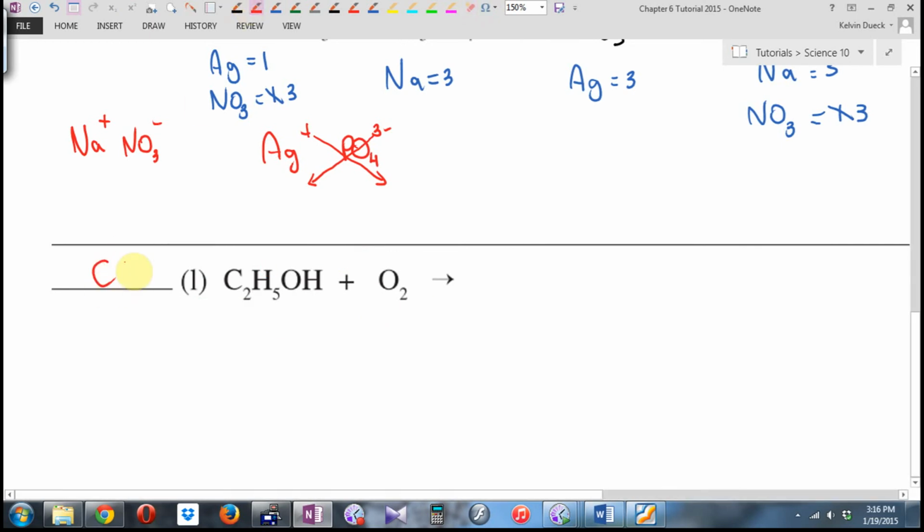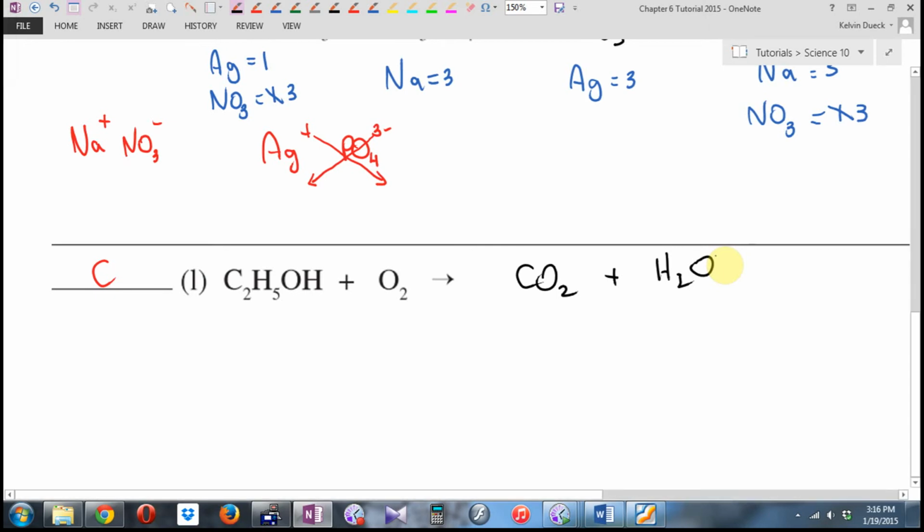Predict the products. This is not predicting. This is the only one I've said you need to memorize. When you burn something, what do you always get? And I've actually taught it to you. You've memorized the crisscross part. You don't even need to do it anymore. So there's 1 mark. Now we balance.